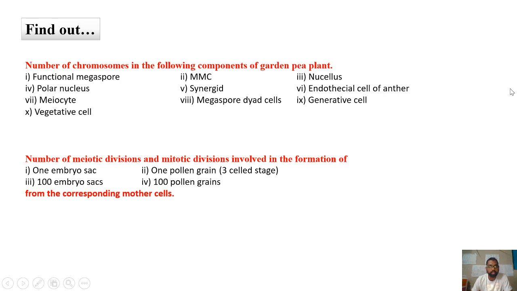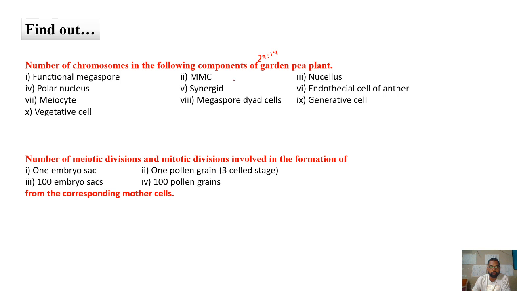So before going into the details of pollination, we'll just look into the question which we have seen in the last lecture. The first question is, you are asked to find out the number of chromosomes in the various cells of garden pea. So for this, the first thing is the garden pea has 14 chromosomes in the diploid condition, that is 2n equals 14.